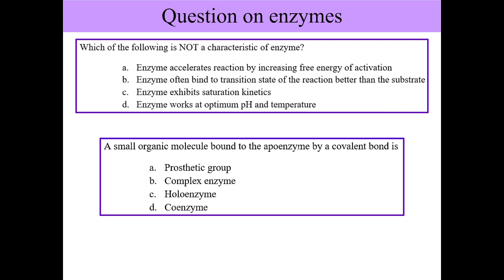A small organic molecule bound to the apoenzyme by a covalent bond is called the prosthetic group. It is not a complex enzyme, not a holoenzyme, and a coenzyme does not bind using a covalent bond. Okay.